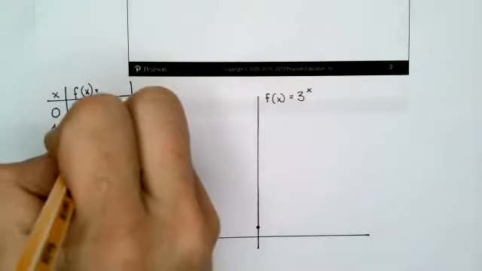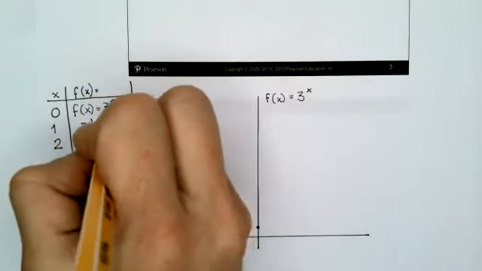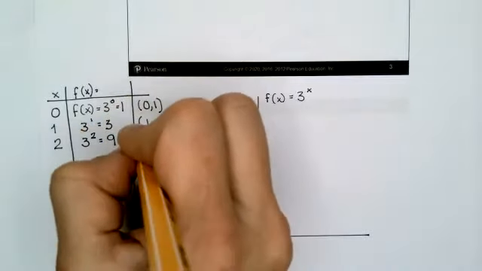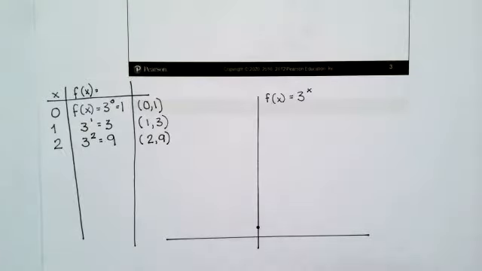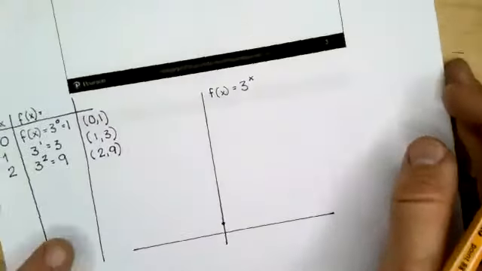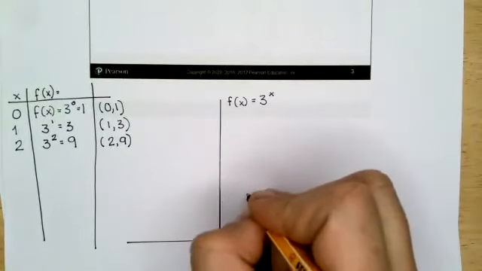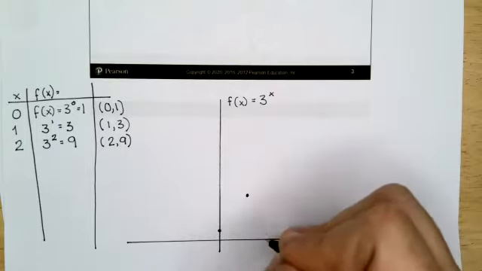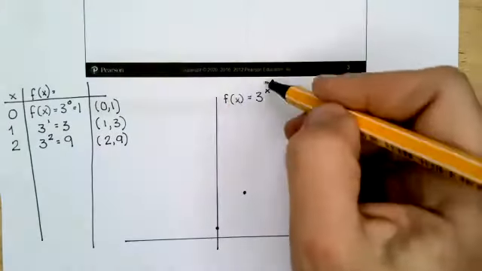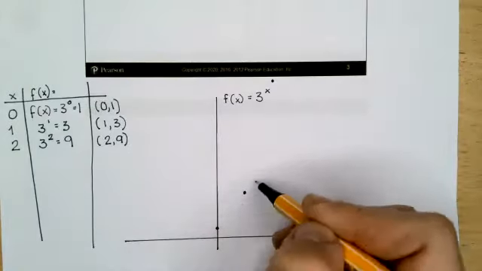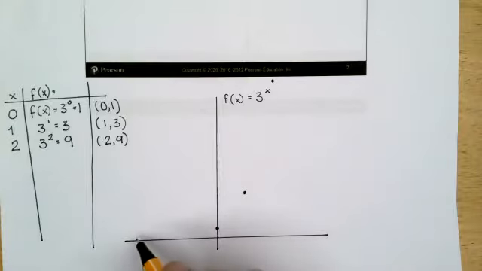What about 2? That means I'm taking that original base and raising it to the power of 2. 3 to the power of 2 is 9. So that's the point (2, 9). So I can graph those. I have (0, 1), (1, 3), (2, 9). So you can see it's getting very steep, but it's never going to touch 0. So here it's going to become very, very shallow.